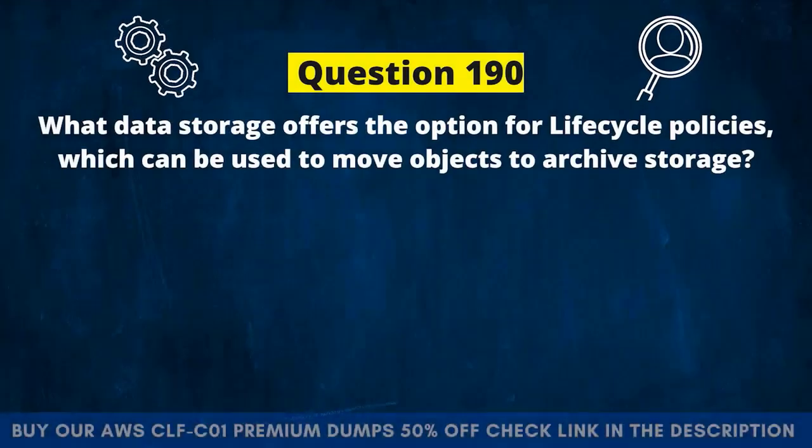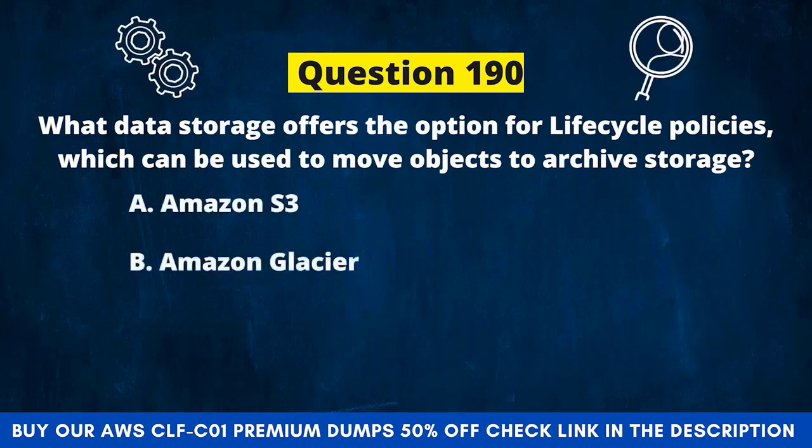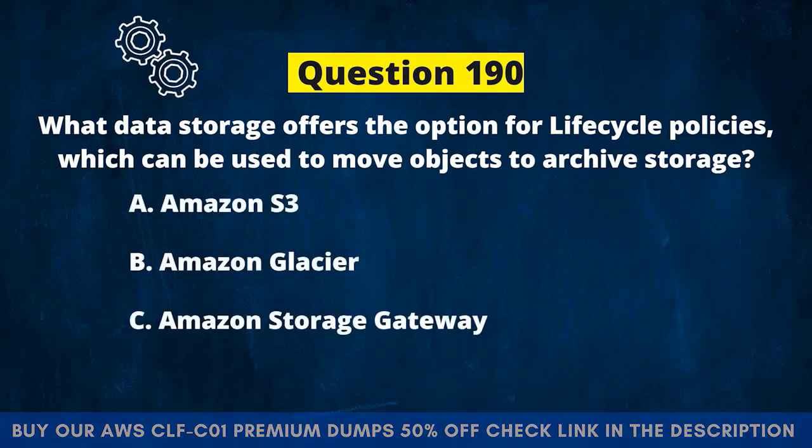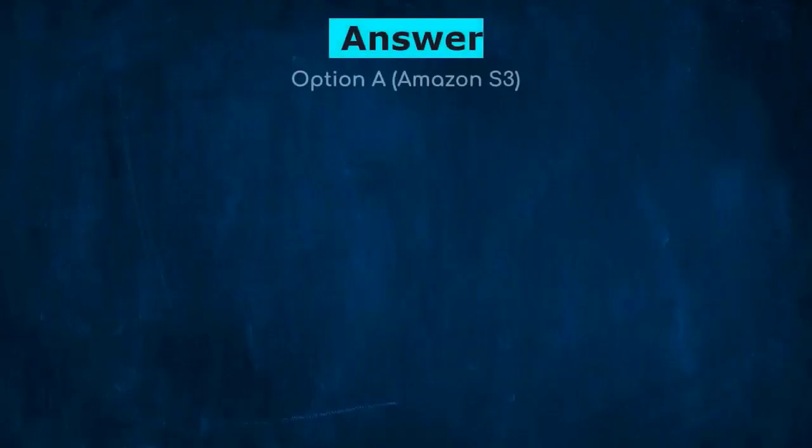Next question. What data storage offers the option for lifecycle policies, which can be used to move objects to archive storage? And the options are A. Amazon S3, B. Amazon Glacier, C. Amazon Storage Gateway, D. Amazon EBS. And the correct answer is option A.